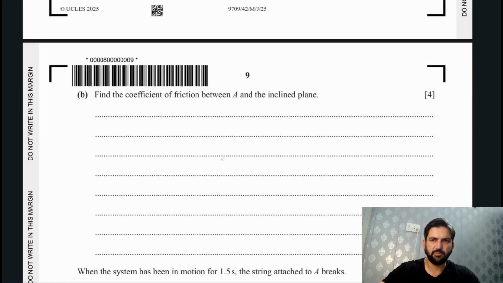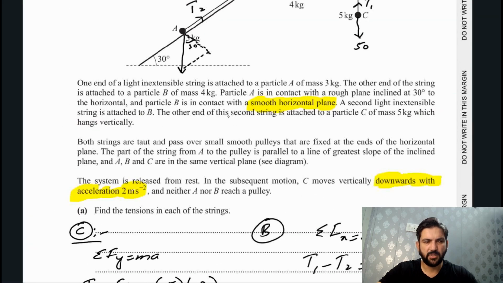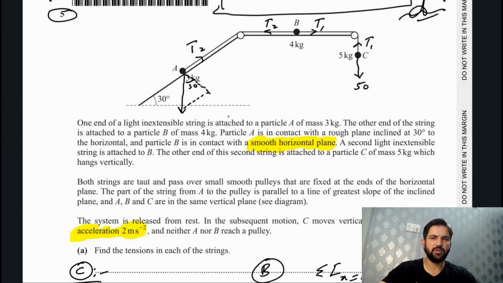Okay, the coefficient of friction between A and the inclined plane. For the coefficient of friction, we will use this concept that friction is equal to mu R. Now R will be equal to what? This reaction force will be called R. So R will be equal to W sine of 30.